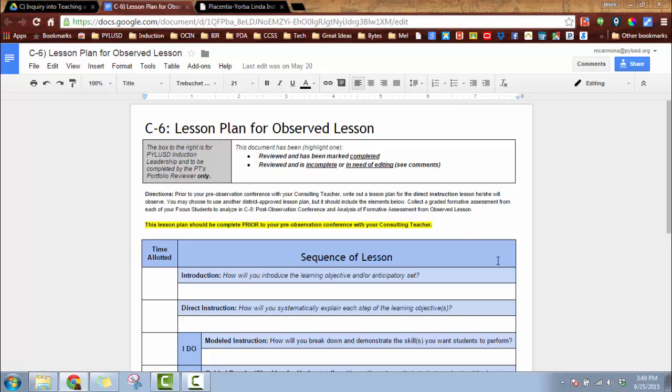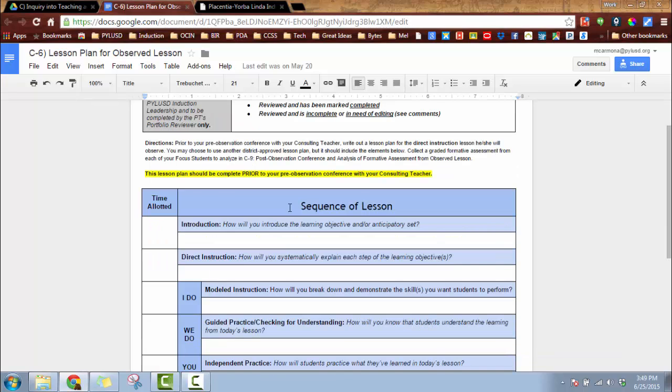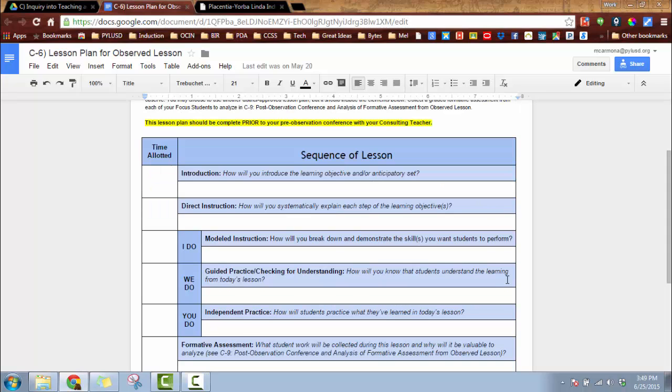You want to complete this prior to your pre-observation conference with your CT, and that's highlighted in yellow to bring it to your attention. Now, that doesn't mean that you can't complete this with your CT, but a lot of times a participating teacher will think through the lesson before the CT and the PT meet. So this might be one of those documents that you do alone, and then you meet with your CT and talk about it. So it's pretty self-explanatory.